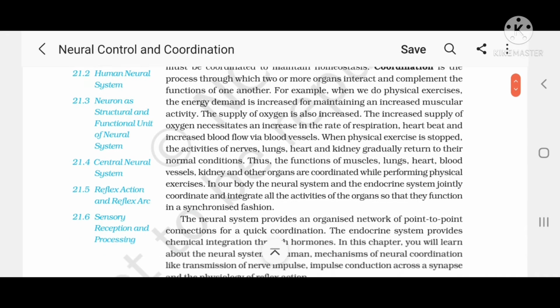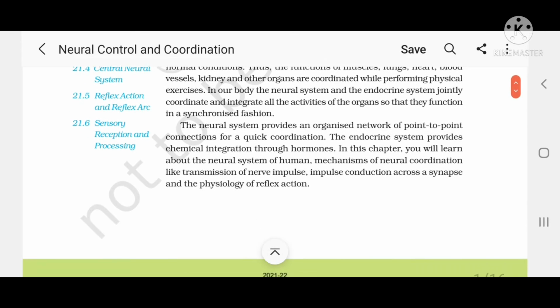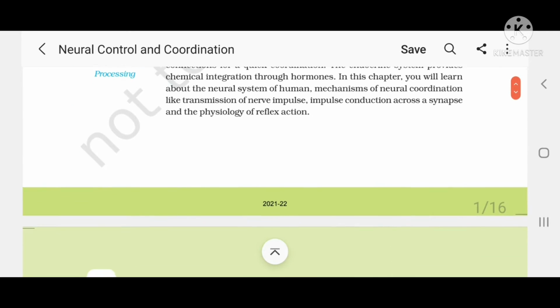In our body, the neural system and the endocrine system jointly coordinate and integrate all the activities of the organs so that they function in a synchronized fashion. The neural system provides an organized network of point-to-point connections for a quick coordination. The endocrine system provides chemical integration through hormones. In this chapter, you will learn about the neural system of human, mechanism of neural coordination like transmission of nerve impulse, impulse conduction across the synapse, and physiology of the reflex action.